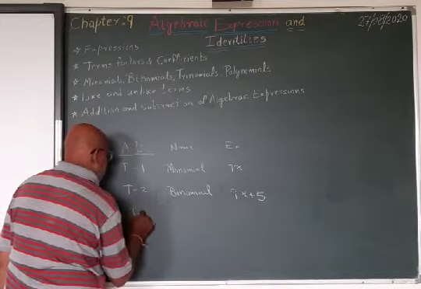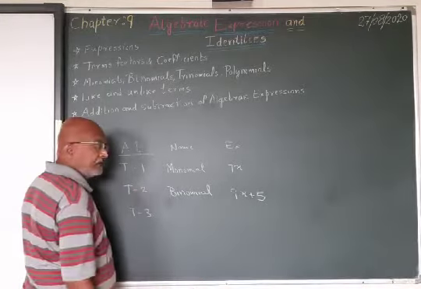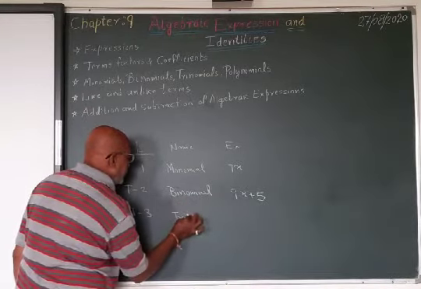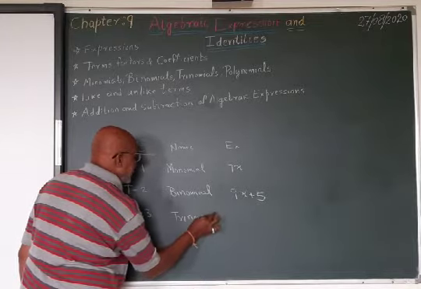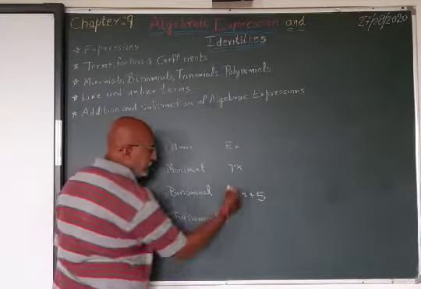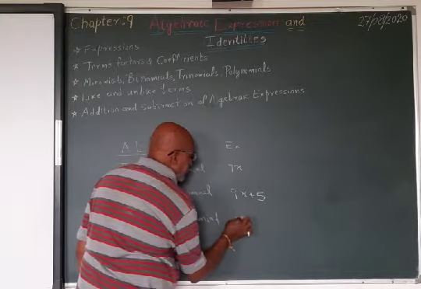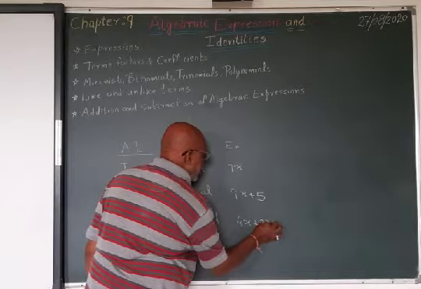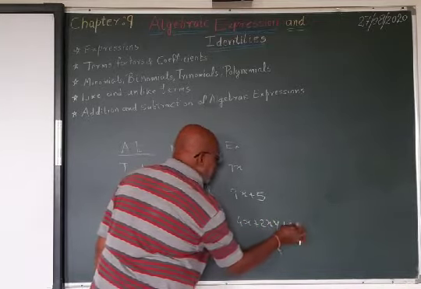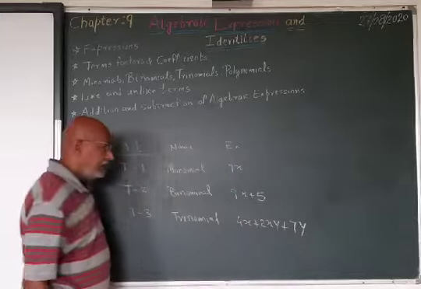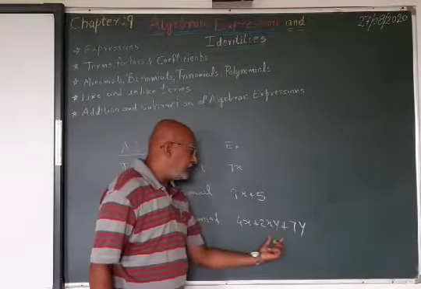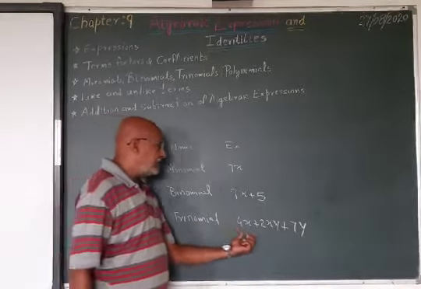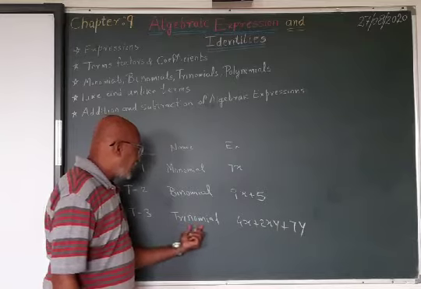Third, if the number of terms is 3, it is known as trinomial. And we can write, say, one example: 4x plus 2xy plus 7y. Here you can see 3 different terms are there. 3 terms: tri means 3, nomial means term. So it is known as trinomial.